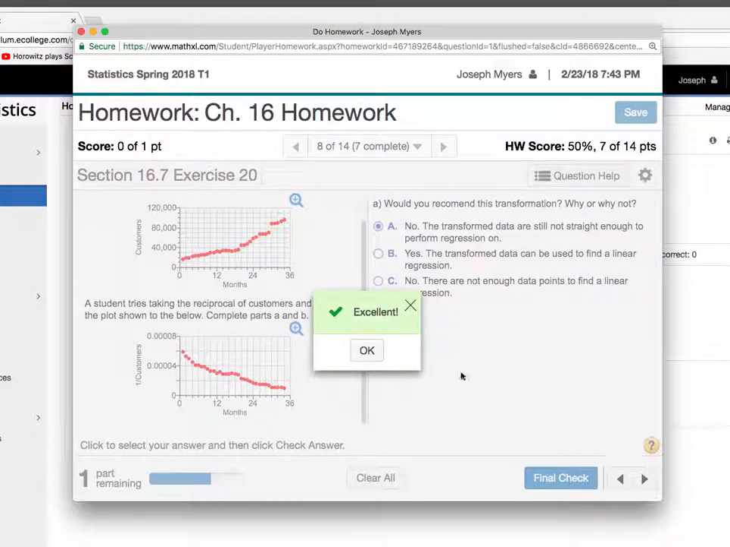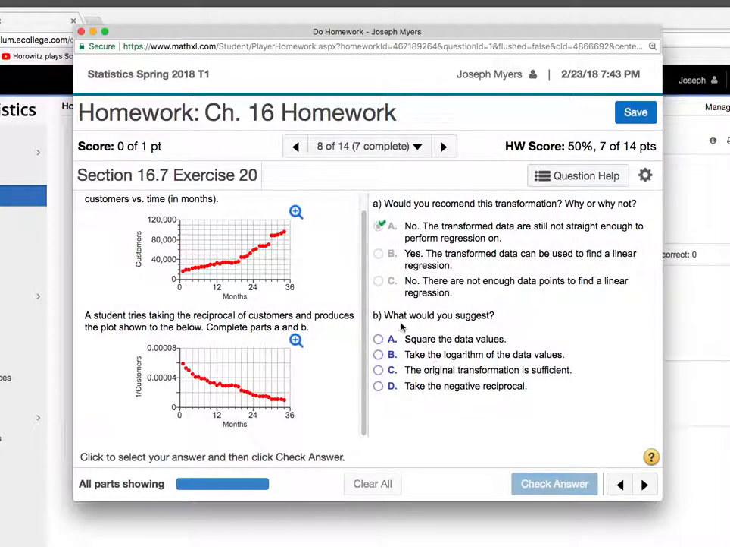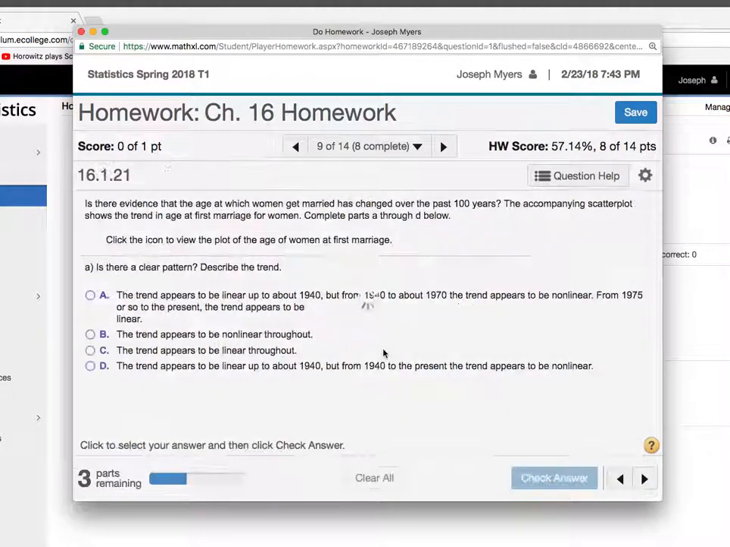So I would say no, still not straight enough. What's another idea you could do? Well, if something is growing really, really fast, sometimes you have to take the logarithm of the data values. So I'll try that. Squaring them, if you look at those original numbers, squaring them would make it curve up even faster. The negative reciprocal would just flip it upside down. It wouldn't help make it any better. So the only option that remains is the logarithm.